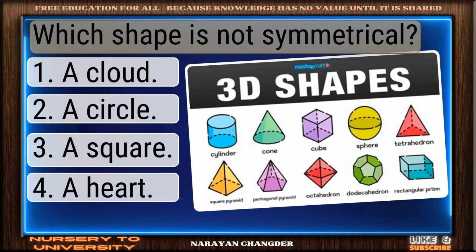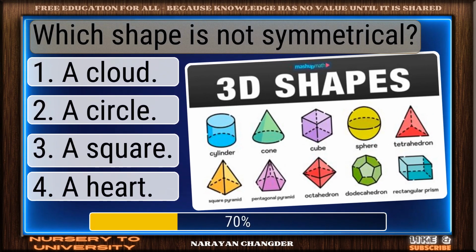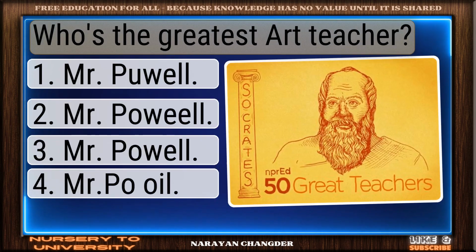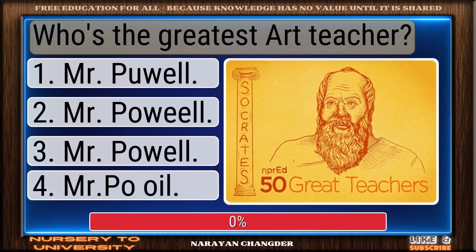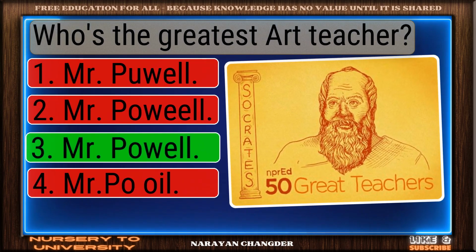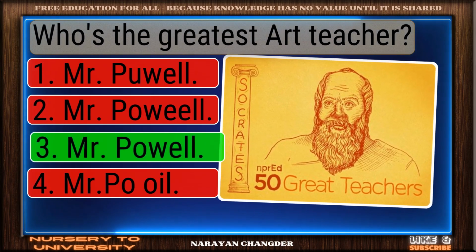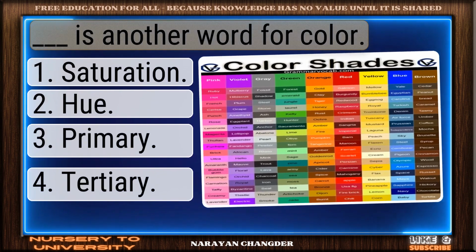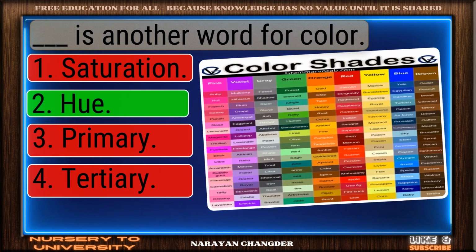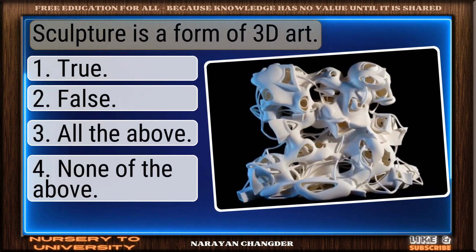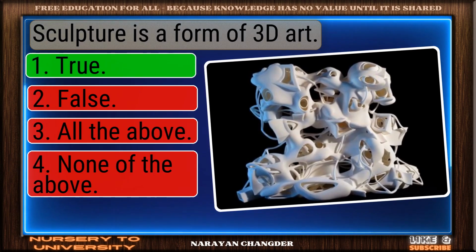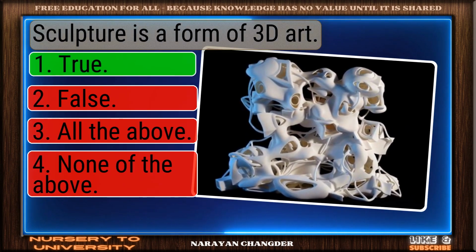Which shape is not symmetrical? Excellent choice. A cloud is the right answer. Who's the greatest art teacher? Great job. Mr. Powell is the accurate answer. Dash is another word for color. Bravo. Who is the answer? Sculpture is a form of 3D art. Good job. Your answer true works well here.